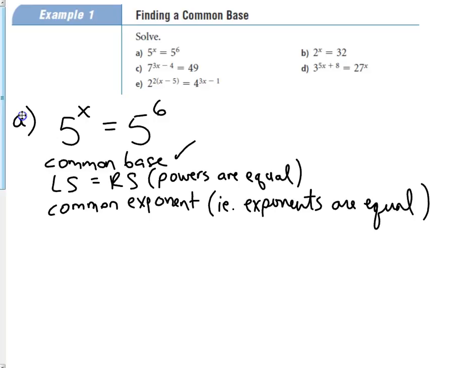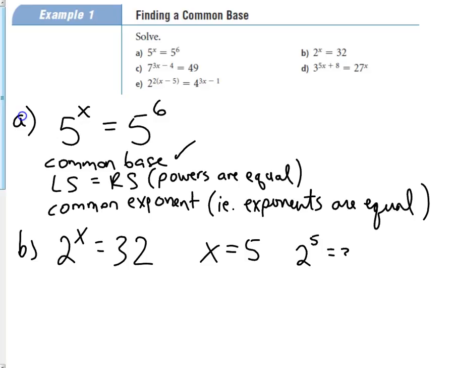Let's have a look at b, 2 to the x equals 32. By inspection, you can probably look at that and say that, you know, x equals 5 makes that true, because 2 to the 5 is 32 as a check. Okay, there's no need to really make a common base there, but if we were, we could write the left side as 2 to the x. We could write the right side as 2 to the 5th, and now we can clearly see that, again, with the common base and the powers being equal, we have to have a common exponent.